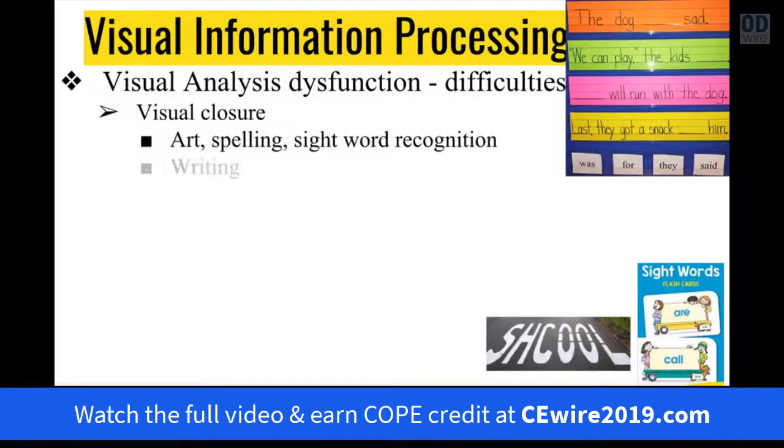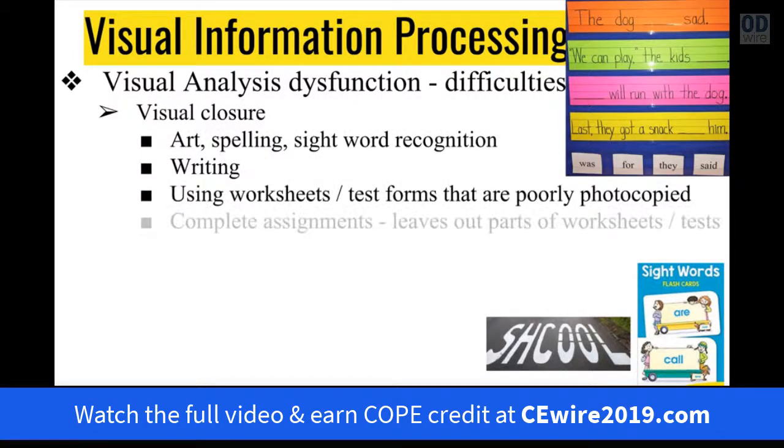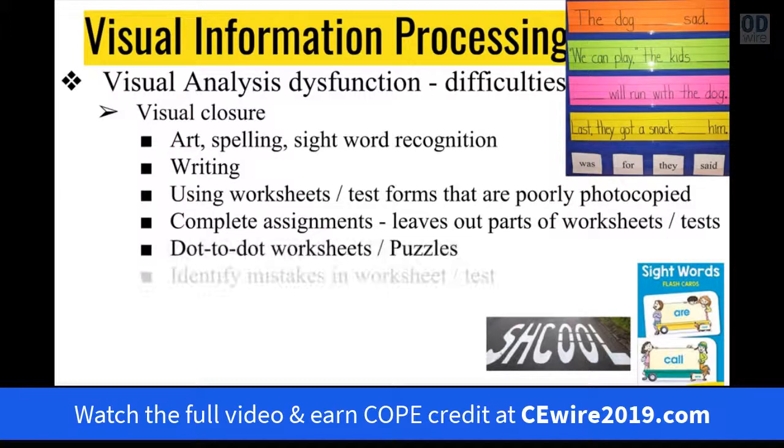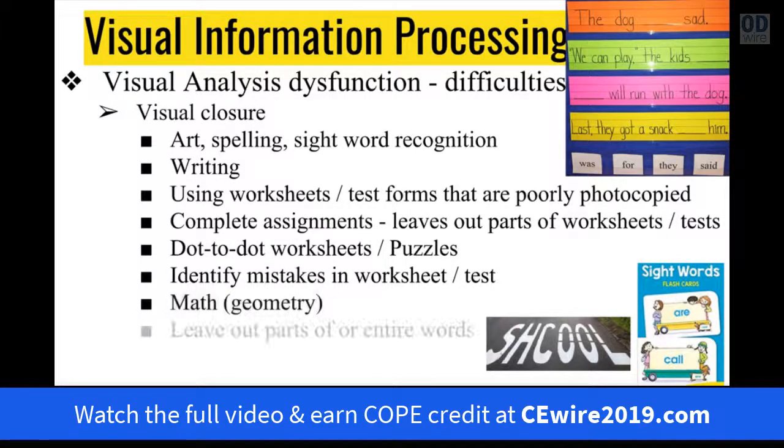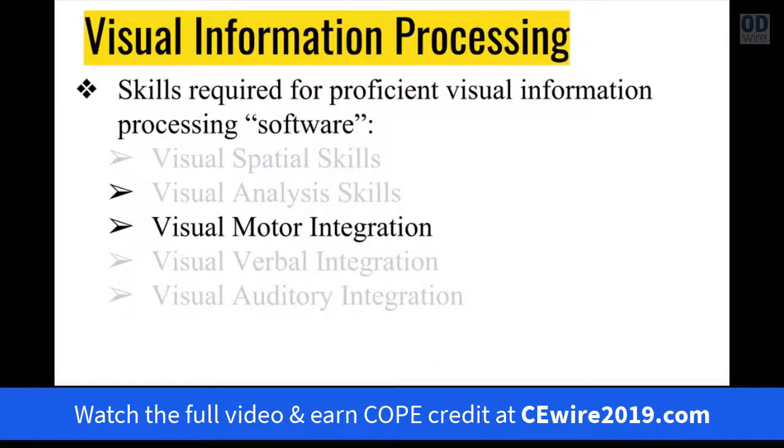For visual closure, these kids are going to have difficulty in spelling, sight word recognition, writing, any puzzles, dot-to-dot worksheets, geometry, leaving out entire parts of words when they're reading or when they're writing. So that was your visual analysis skills.